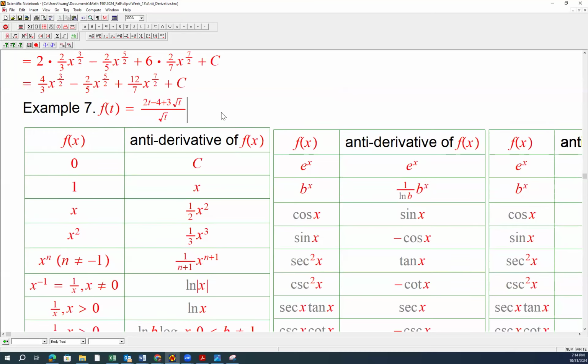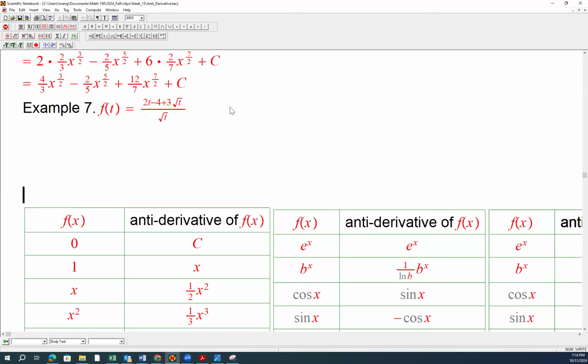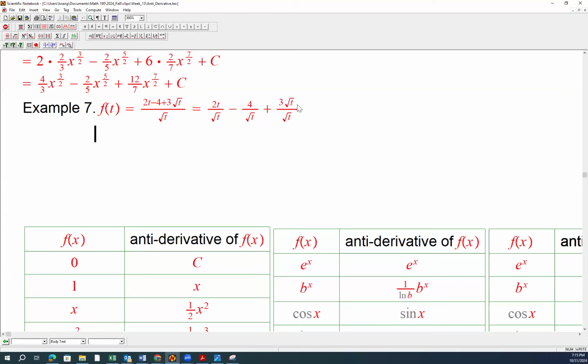Example number 7. How do we handle the most general antiderivative of this form? Obviously, there's no quotient rule, so we're going to have to write it as a sum and addition. So the numerator, each term will be divided by root t. Every term will be divided by root t. So this root t is going to divide into each one. You may like to write in this step the power form, but we can write the power form in the next step. So this is 2 times root t. So you're going to have 2 t raised to the power of 1 minus half. So that's going to be half.